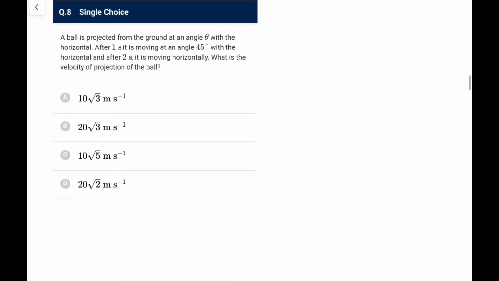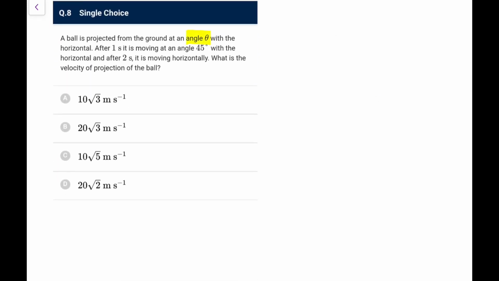Next. A ball is projected from the ground at an angle theta with the horizontal. After 1 second, it is at 45 degree with horizontal. After 2 seconds, it is moving horizontally. After 2 seconds moving horizontally means this is the highest point. Highest point means this is T by 2, or you can say time period is 4 seconds. Time of flight is 4 seconds. So what is the velocity of the projection? And after 1 second, it is moving at 45 degree.